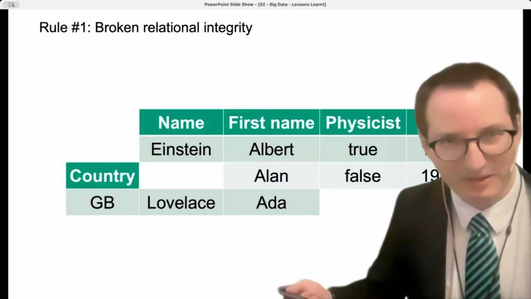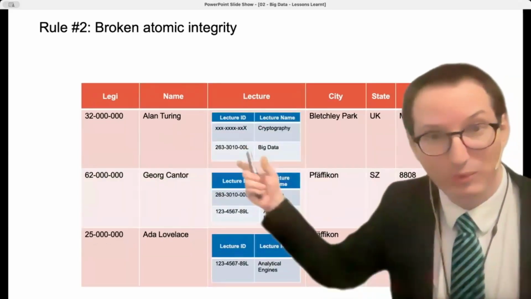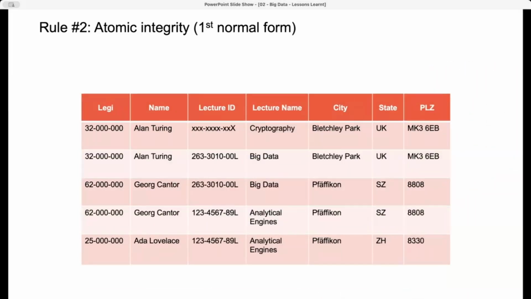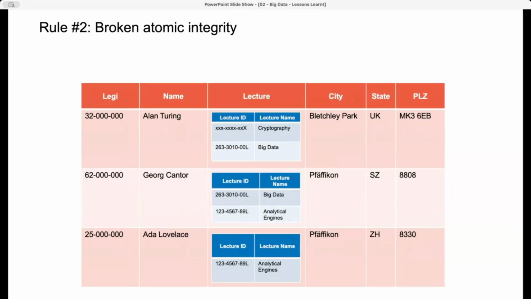So relational integrity, and atomic integrity, which is broken here. Do you see the difference? The difference is that we have tables in the table. And I like to compare that to the Inception movie. Who saw the Inception movie? A dream in a dream in a dream. And so broken atomic integrity means we have a table in a table in a table. Anything structured in a table, lists, arrays, anything that is not just a single value.